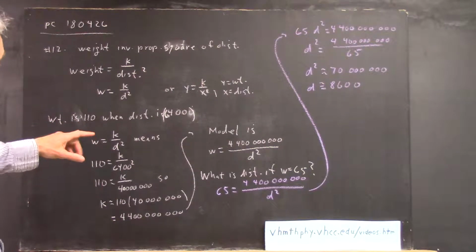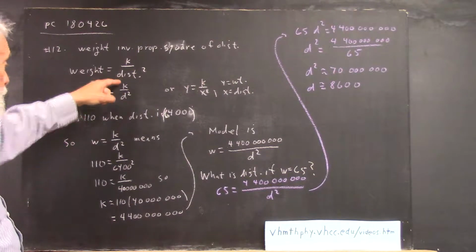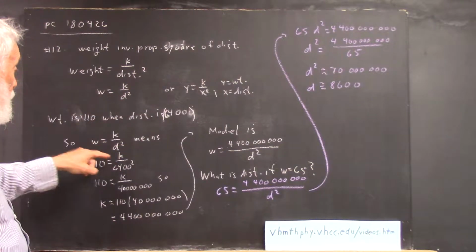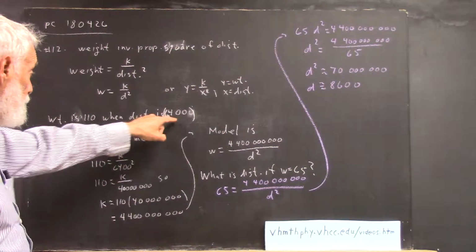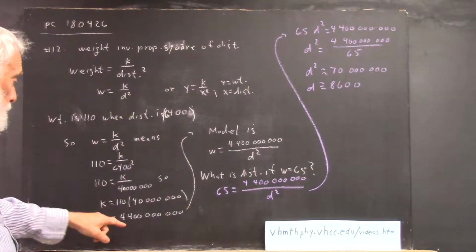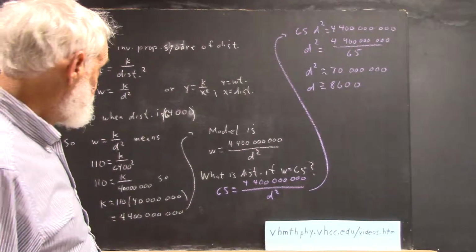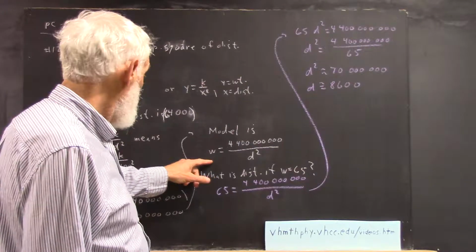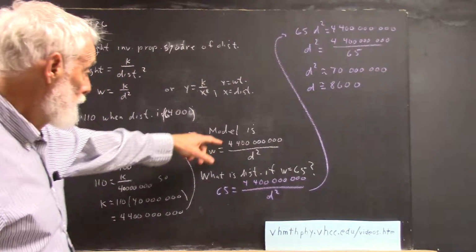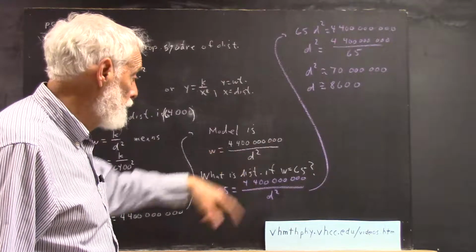Okay? So, what do we get? Well, using this form of the proportionality, weight is 110 when distance is 6,400. We get this, and we solve this for k, obtaining k equals 4.4 billion. So our model is weight equals k over d squared. K is 4.4 billion, so weight equals this number over d squared.